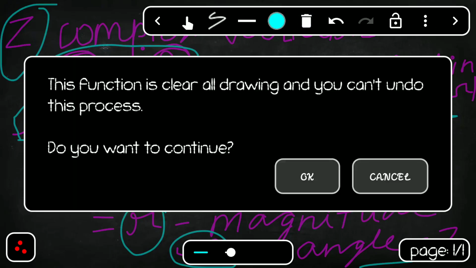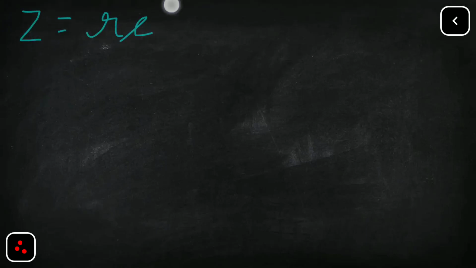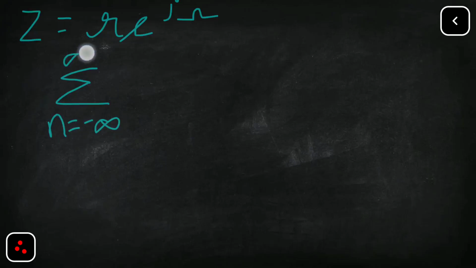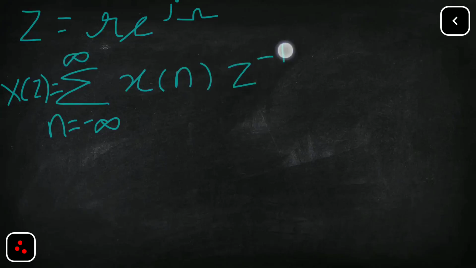And next, coming on to this next one. What is the next one? We know that z is equal to r into e to the power of j omega, and let us substitute this in that particular equation. Which equation? That is n equal to minus infinity to infinity, this is the x of z equation. You are going to substitute, so you are going to get x of n into z to the power of minus n.